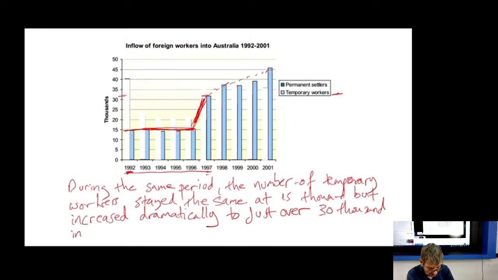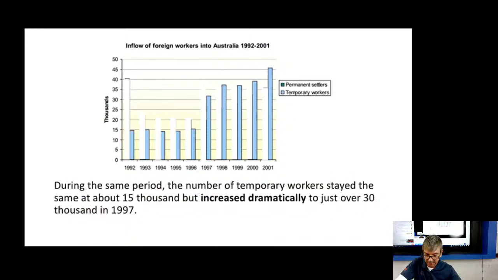And then don't forget to tell us the end point, so the time we're looking at, which is 1997. Okay, so you should have something like that. Because my handwriting's so bad, I had to type it out for you.